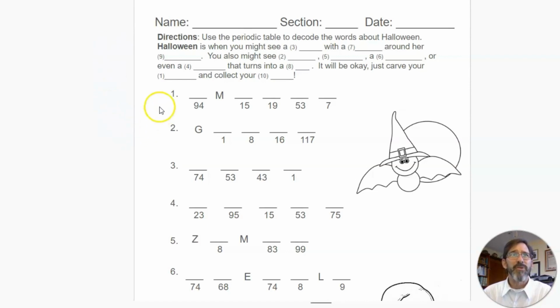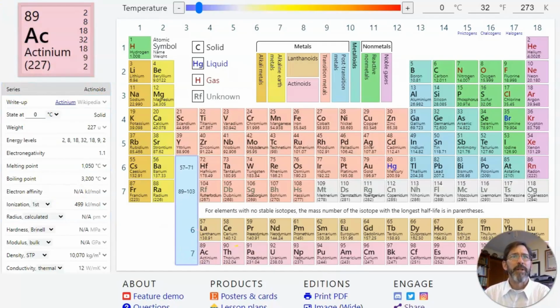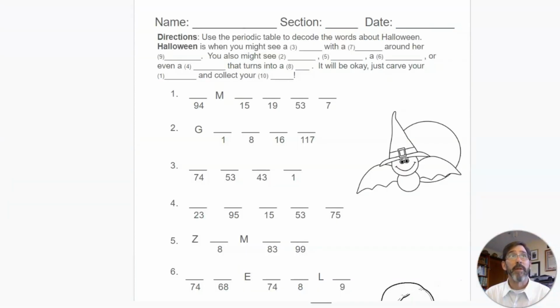Alright, so as you take a look at number 1, we have some atomic numbers here, and we want to reference the periodic table to match up the letters. First one is number 94. And on the periodic table, down here in the actinides, number 94 is plutonium. Letters capital P, lowercase u. So on number 1, where it says 94, go ahead and put a capital P and a lowercase u.